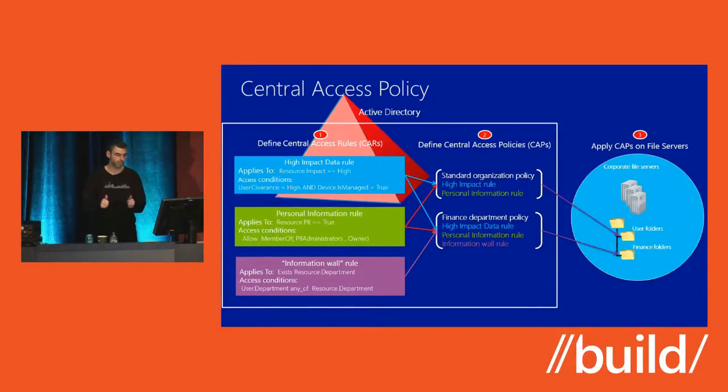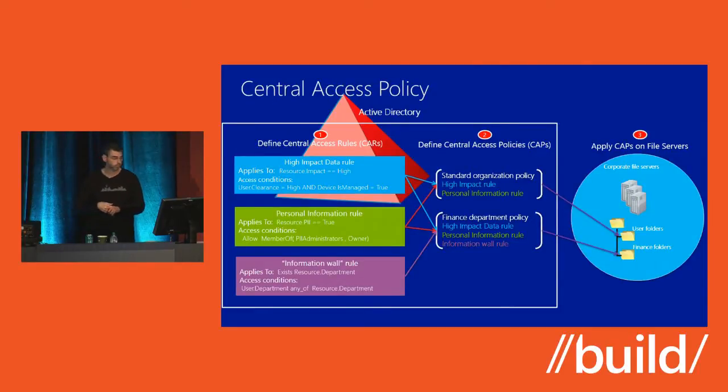So here is how we define a policy. It's done with a little bit of abstraction to allow for a little bit of flexibility. There's this notion of a central access rule, right? And here we see three. The first one is this blue rule called high impact data. What this says is, first off, I'm sorry, there's my applicability predicate: resource impact labeled high impact data. Then the user's clearance has to be high, and the device that they connect from has to be managed.